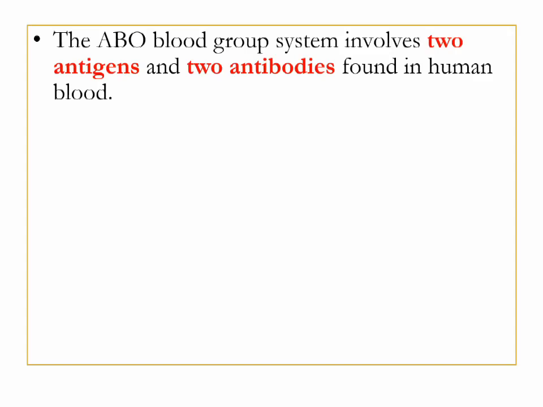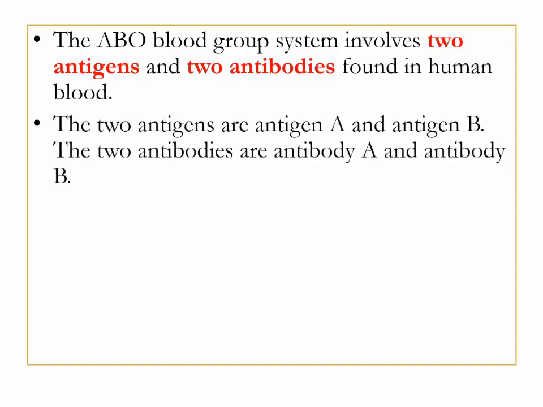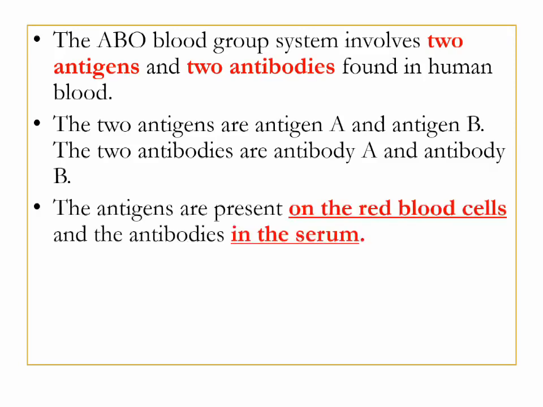And as we have said, where are these antigens expressed? Where can I find the antigen A or the antigen B? Yes, they are expressed on the surface of the red blood cells. And for the antibodies, where can I find them? I can find them in the serum. So here, the two antigens are antigen A and antigen B, and the two antibodies are antibody A and antibody B. The antigens are present on the red blood cells, expressed on the outer surface, and the antibodies are found in the serum.